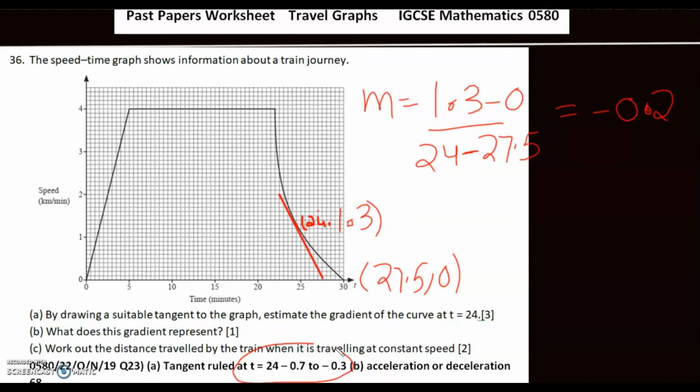So do that yourself. Part B, what does this gradient represent? Gradient in a speed time graph represents acceleration or deceleration. Since it's a falling line and since we got a negative answer, the exact answer should be the deceleration. Okay, part C, work out the distance traveled by the train when it is traveling at a constant speed. So it's traveling at a constant speed from here till here. So we need to find area under this graph. So that's this length.